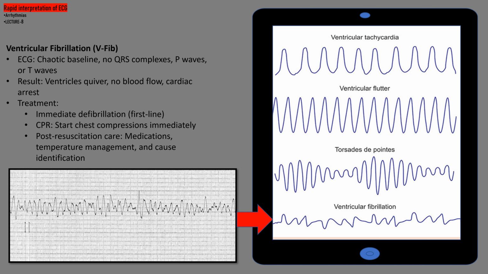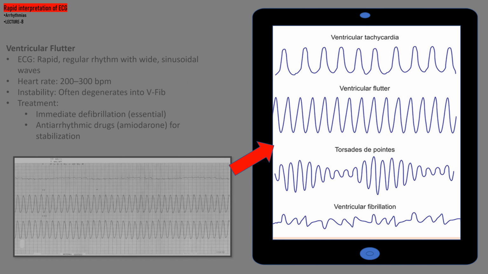Immediate defibrillation. The first-line treatment for VFib. CPR. Begin chest compressions immediately until defibrillation is available. Post-resuscitation care. This may include medications, targeted temperature management, and identifying the underlying cause of the VFib.